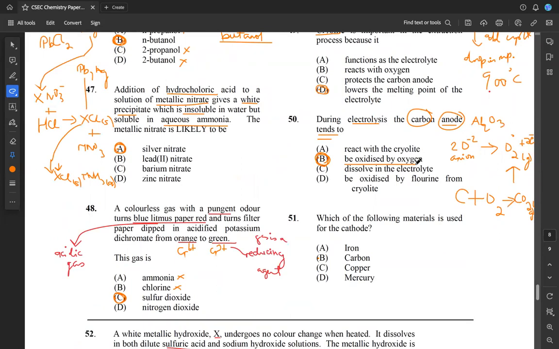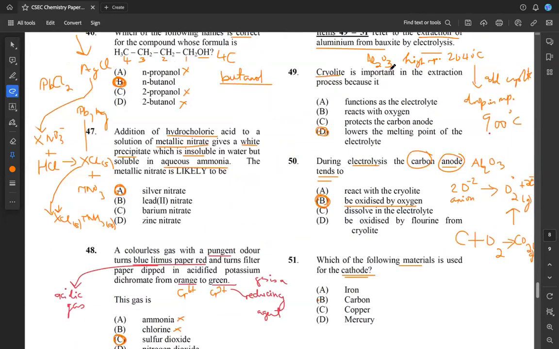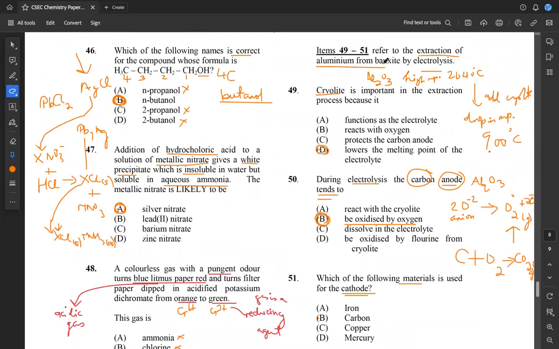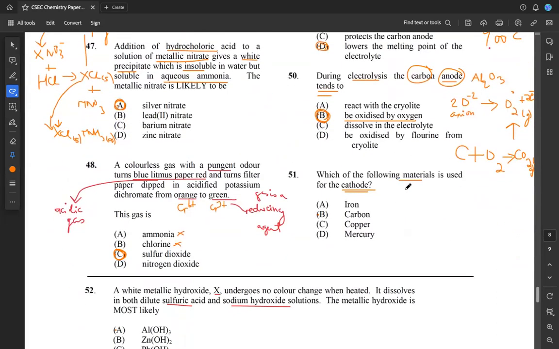Now 51 says, which of the following materials is used for the cathode? In this process of electrolysis of bauxite, we use carbon for both the cathode and the anode. So it's a carbon cathode and also a carbon anode, both made of carbon. So our answer here is B. So 51 is B.